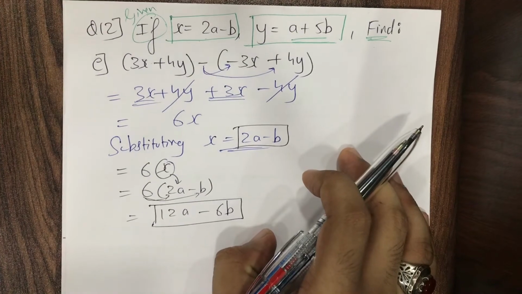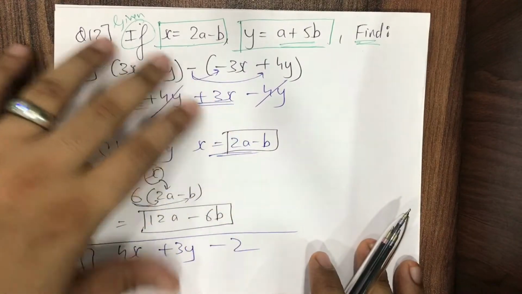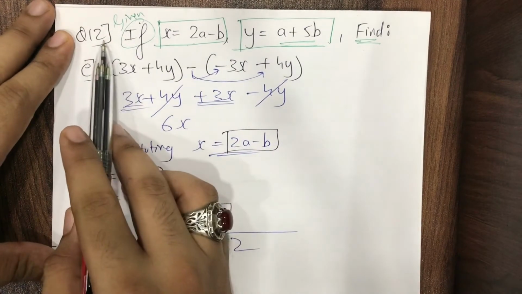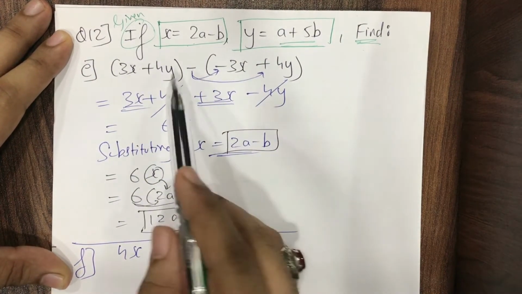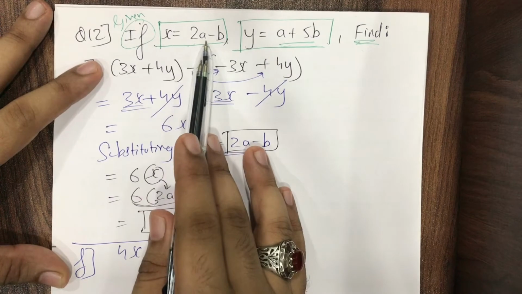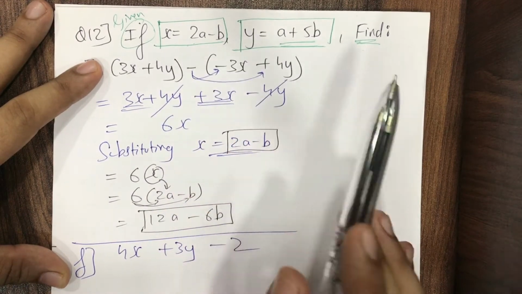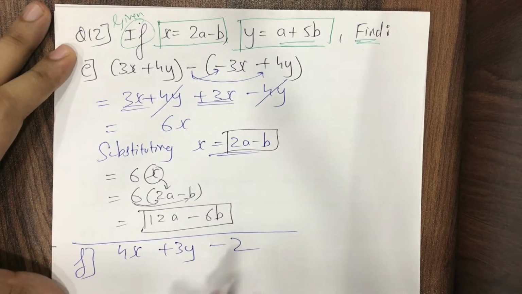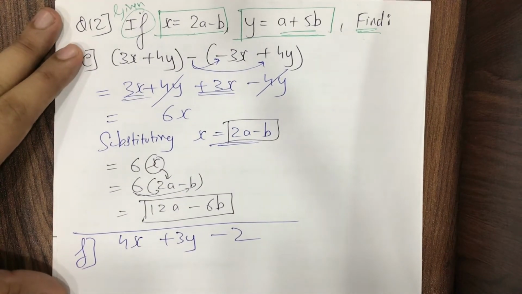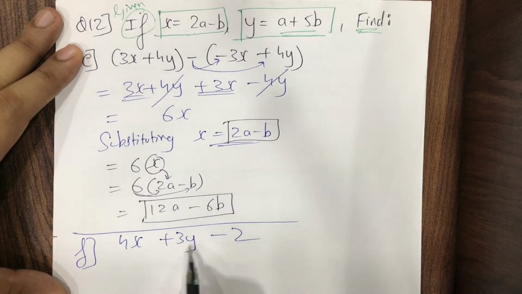Pause the video, please. Okay, students, now let's see the next question. Same question number 12 as we did sub question E. After completing sub question E, we know that value of x is 2a minus b and value of y is a plus 5b. Now I am solving sub question F. Sub question F says that we need to find the value of 4x plus 3y minus 2.